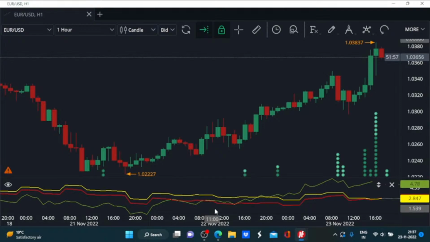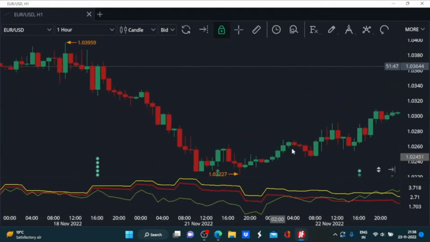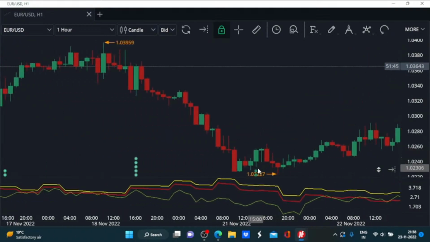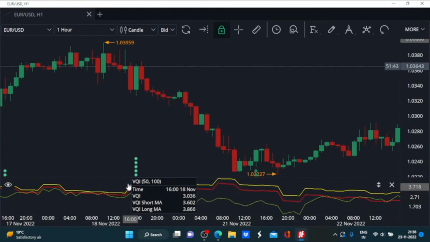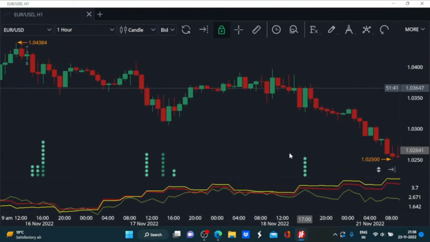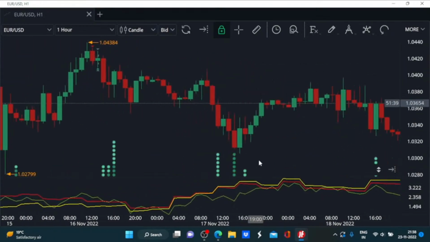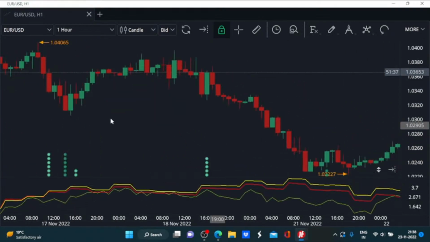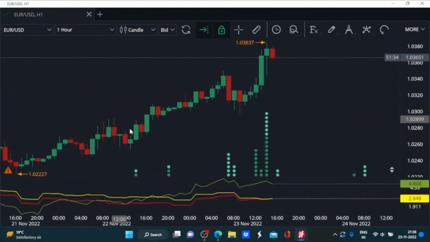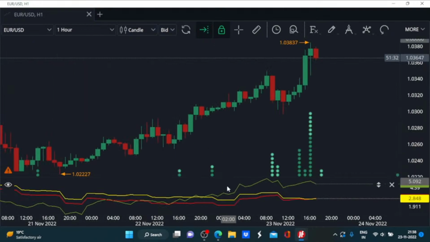Here also the underlying concept is going to be the same. You simply have to pay attention to the VQI value. It should be on the rise, and then along with that you will need the VQI's moving average crossover. It should all be on the same side. In that situation you will have a higher probability of making money than losing money.